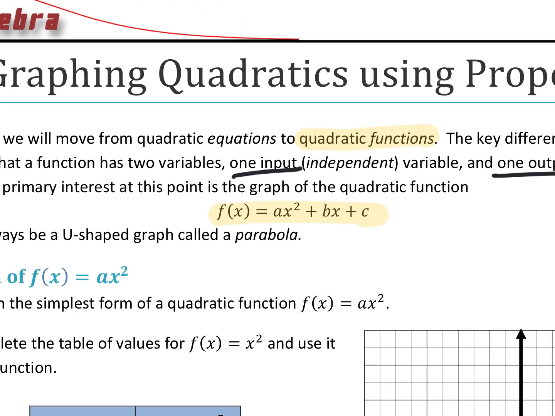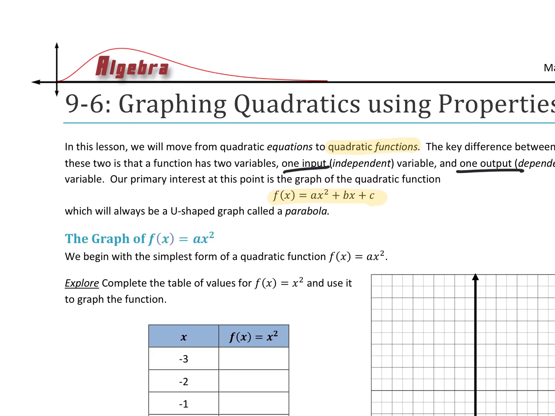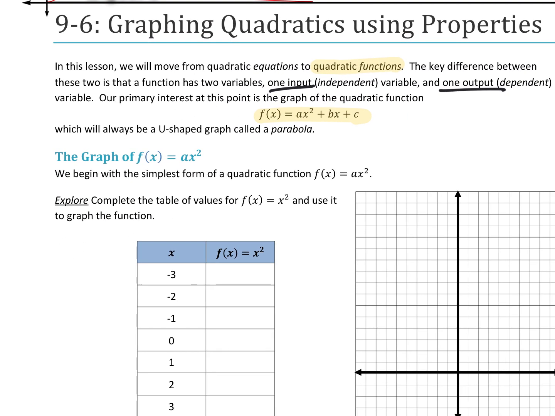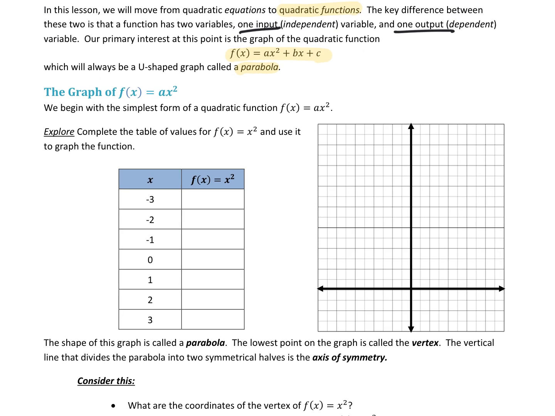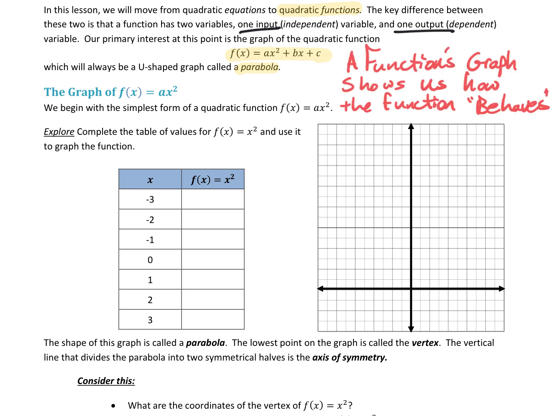And whenever we graph a quadratic function, we'll always get this U-shape graph called a parabola, we'll see. So let's start off with our most basic quadratic function. Now, we're going to see lots of shortcuts and make lots of generalizations. And the whole key is that a function's graph shows us how the function behaves, all right? So it gives us a picture.